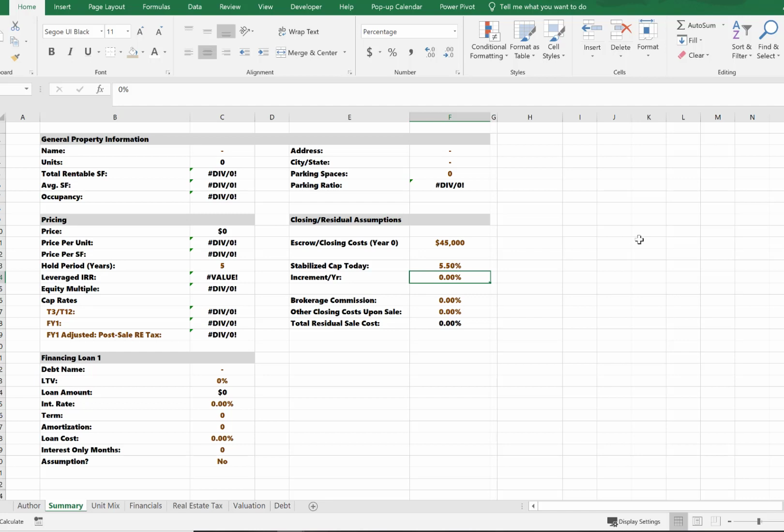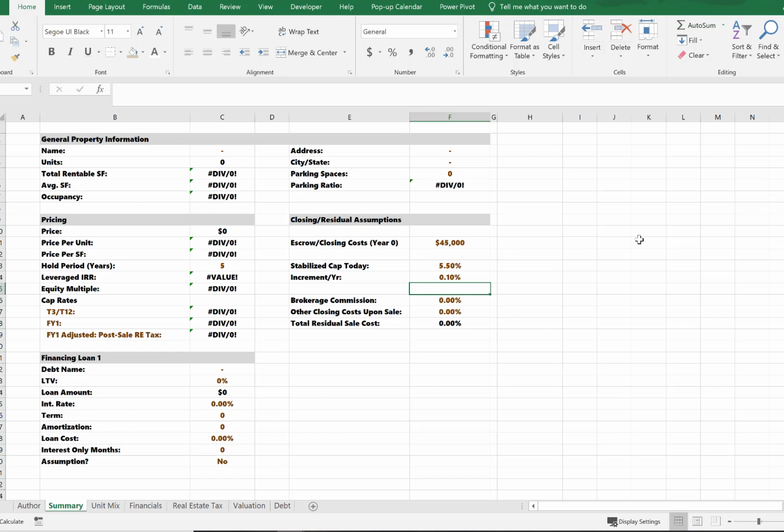And then the increment per year is going to determine how much that cap rate will increase by each year that you hold the asset. So I'm going to put in 10 basis points, which is 0.1%. So in this example, if you own this property for 1 year, the residual cap rate that is used to determine the sale proceeds would be 5.5 plus 10 basis points, or 5.6%.